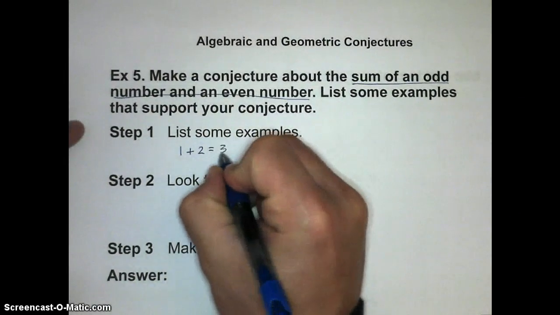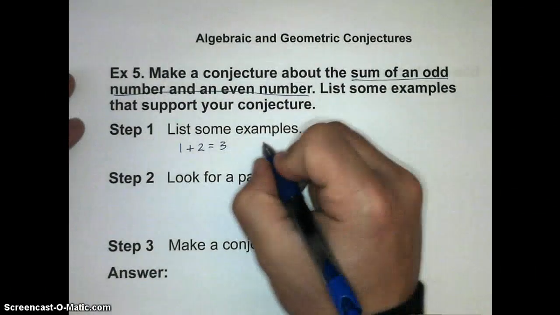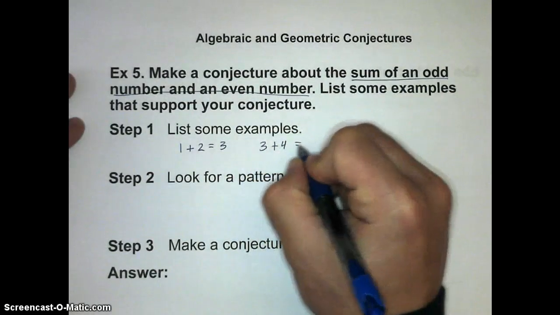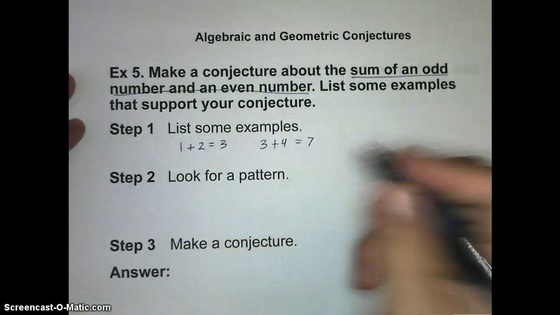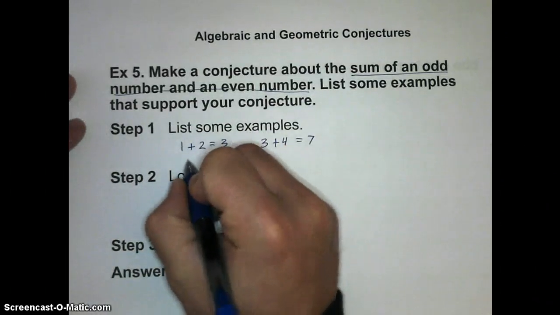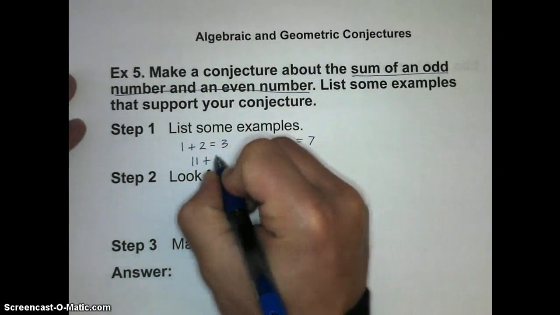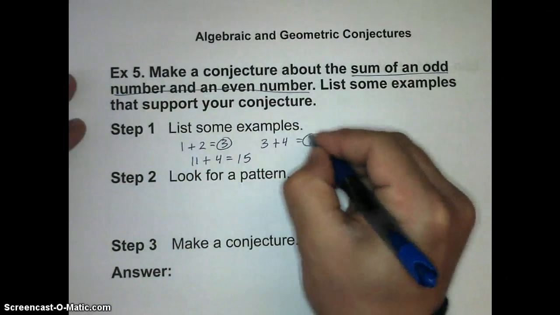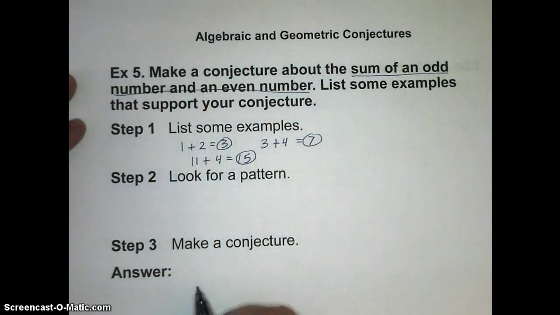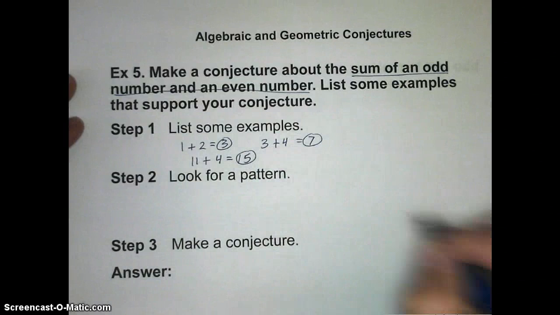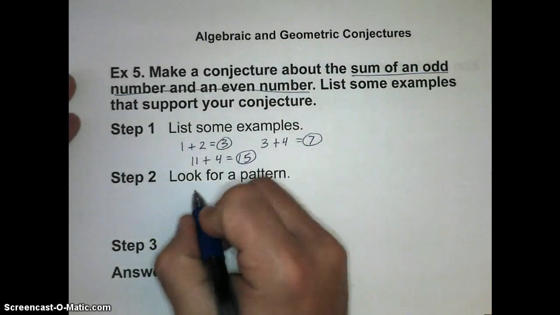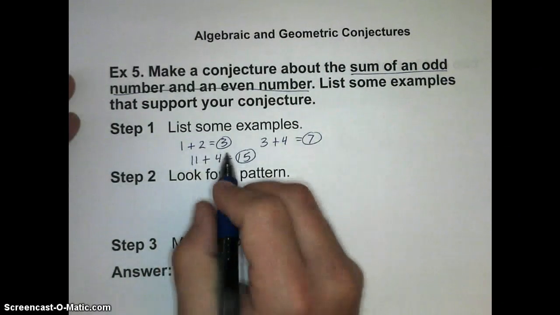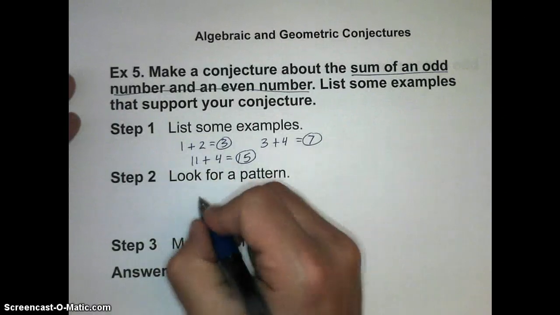1 plus 2 is 3. Well, let's try another odd and even number like odd number 3, even number 4. 3 plus 4, that's 7. Let's try another one. Let's try an odd number 11 plus an even number 4. Well, that's 15. Notice that all of these results are giving me odd numbers. And you could carry this out with as many examples as you want, and the pattern is that an odd number plus an even number will always give you a sum that is odd.